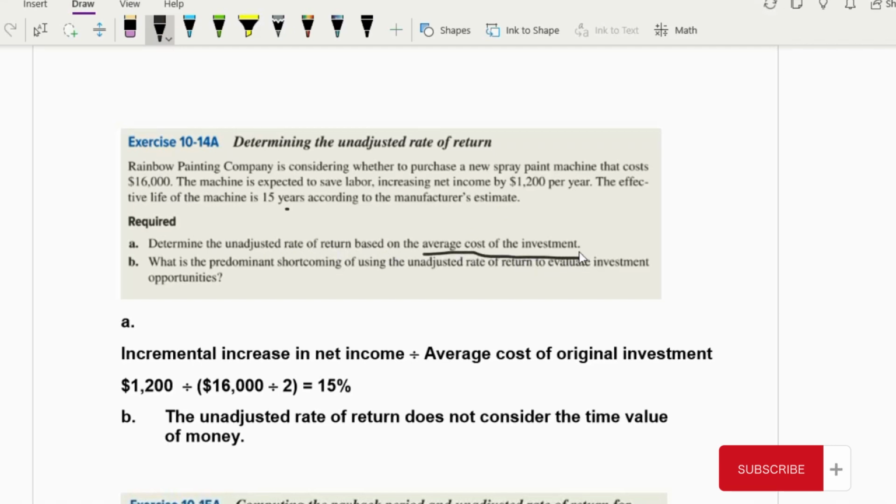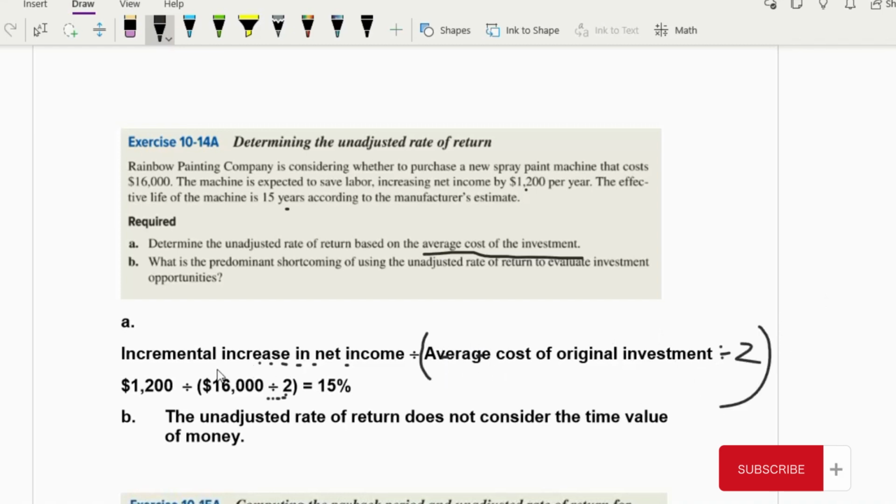You know that we have a formula of average cost of investment. So what's the formula? Incremental increase in the net income every year divided by whatever is the cost, divided with 2. You don't need to go into the derivation. Just remember that it does not depend on the life. Don't divide it with 15. It's divided by 2. It's in the formula to calculate the average cost of original investment. So basically divided by 2 is the part of your formula.